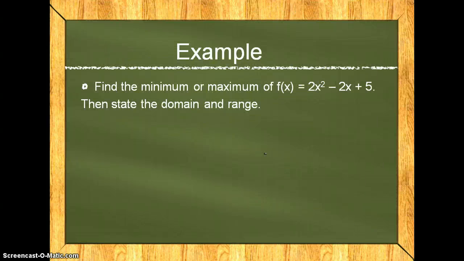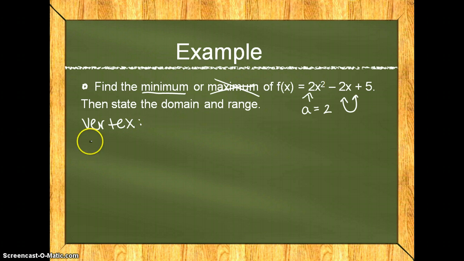So this example says, find the minimum or maximum of f of x is equal to 2x squared minus 2x plus 5, and then state the domain and range. The first thing that you want to do is to look at our a. A is equal to a positive 2. This means the graph is going to be facing up. Because it is facing up, we already know that we are going to be working with a minimum, not a maximum. From here, we need to actually find the vertex.